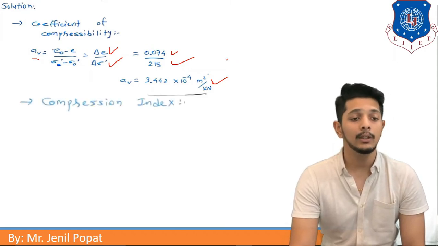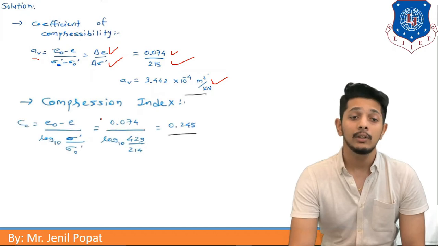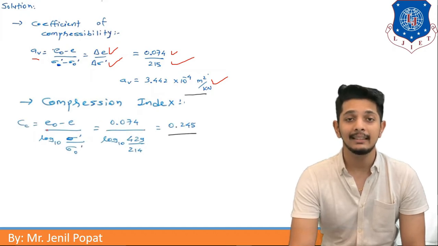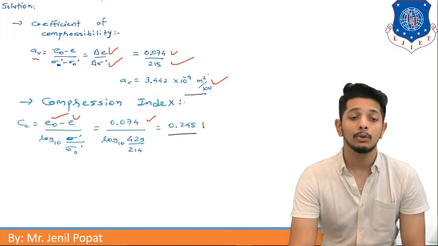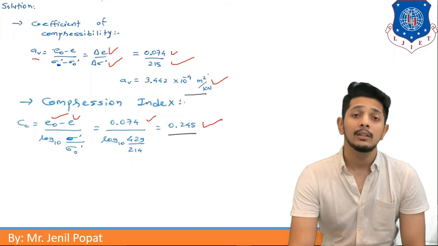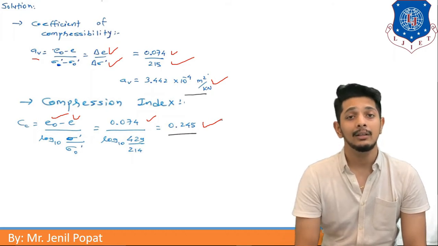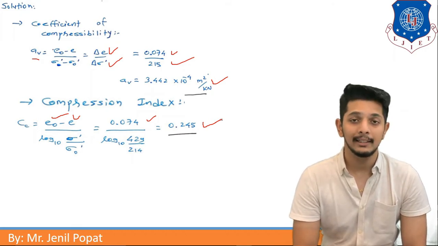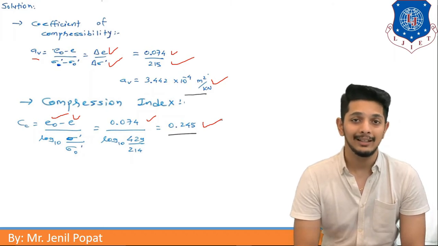Let us move forward to compression index. We know the formula for compression index CC is E0 minus E upon log 10 base sigma dash upon sigma 0 dash. So putting values of E0, E, sigma dash and sigma 0 dash, 0.074, 429 and 214, the answer is coming out as 0.245. These formulas were learned in previous videos already, so we are not discussing in depth here.